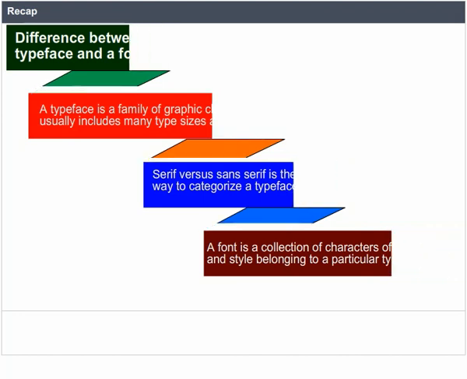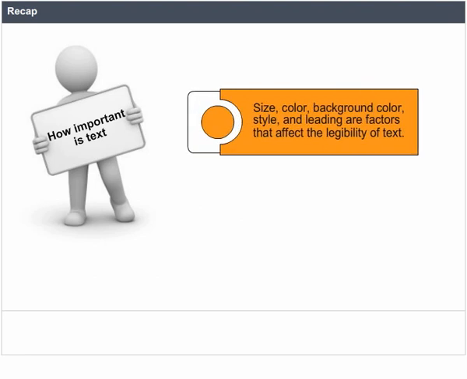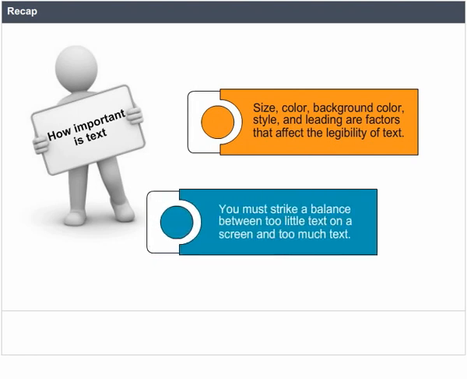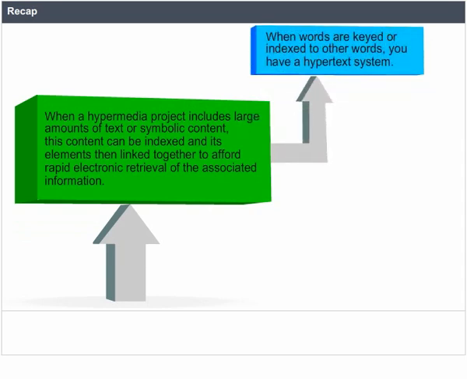How important is text? Size, color, background color, style, and heading are factors that affect the legibility of text. You must strike a balance between too little text on a screen and too much text. When a hypermedia project includes large amounts of text or symbolic content, this content can be indexed and its elements then linked together to afford rapid electronic retrieval of the associated information. When words are keyed or indexed to other words, you have a hypertext system.